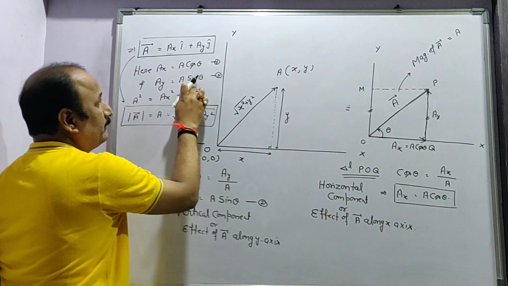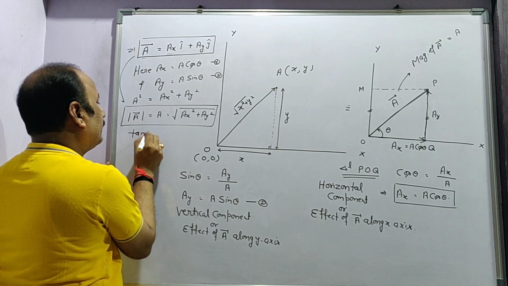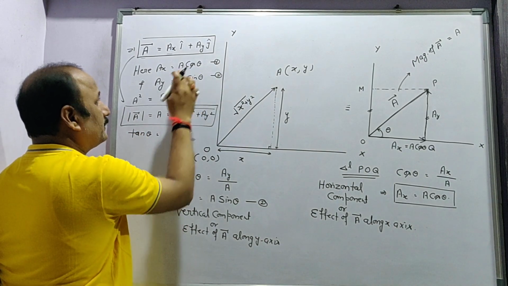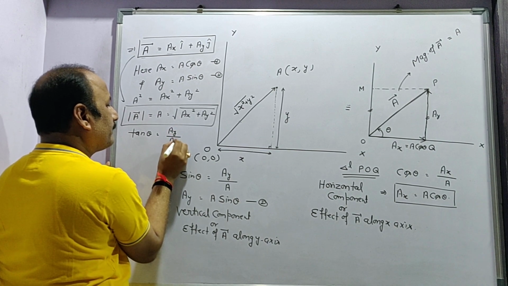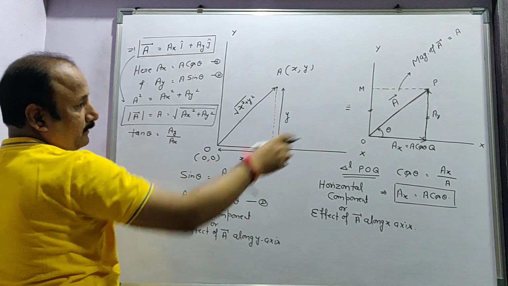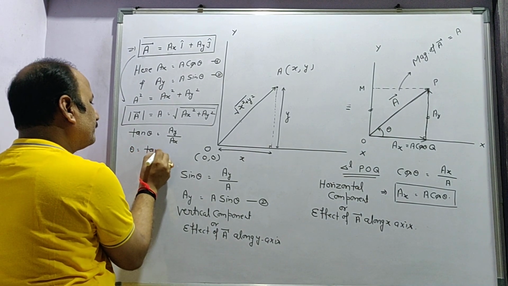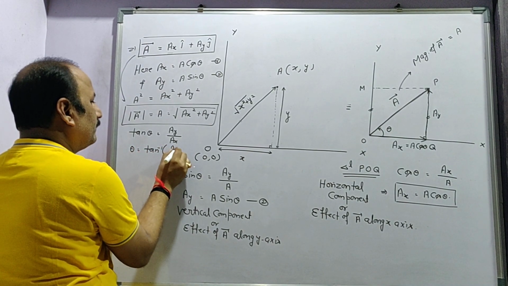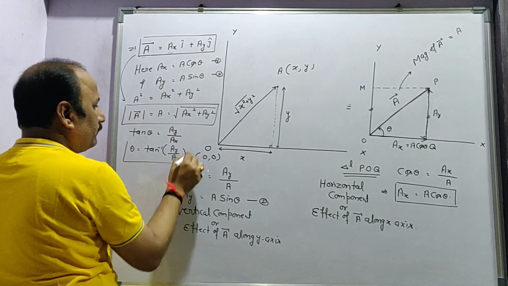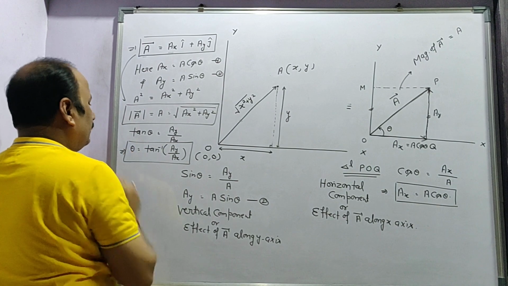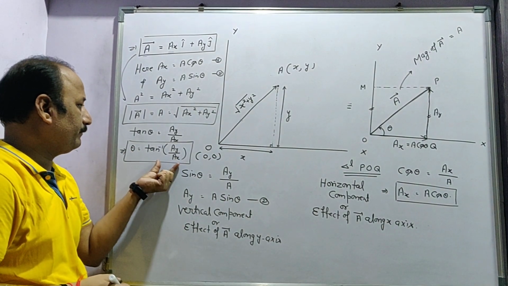So just divide equation 2 by 1. So we get A sin theta upon A cos theta, that is Ay upon Ax. And theta is basically with respect to x-axis. So we can write theta equal to tan inverse Ay upon Ax. So this is the angle of vector A with respect to x-axis in its component form.